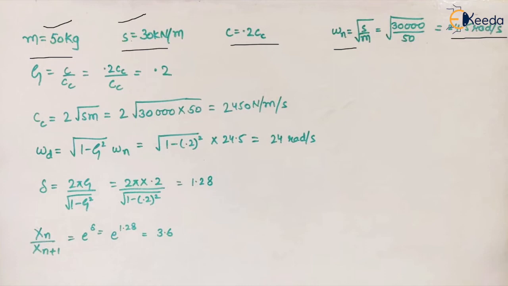The first thing that we have to calculate is the damping factor, which is denoted by zeta, and the ratio is C upon Cc, which is the damping coefficient upon the critical damping coefficient. So it comes out to be 0.2, right? And for the second part, we have to calculate the critical damping coefficient, which is denoted by Cc, and its formula is 2 under root Sm. We know the value of S and M. We can place the values and we'll get the answer.